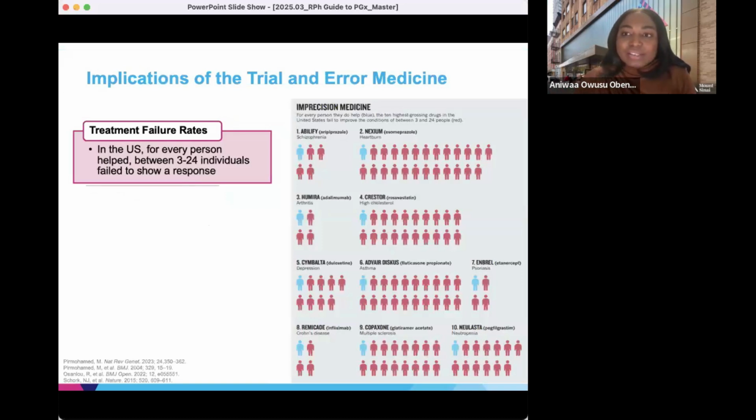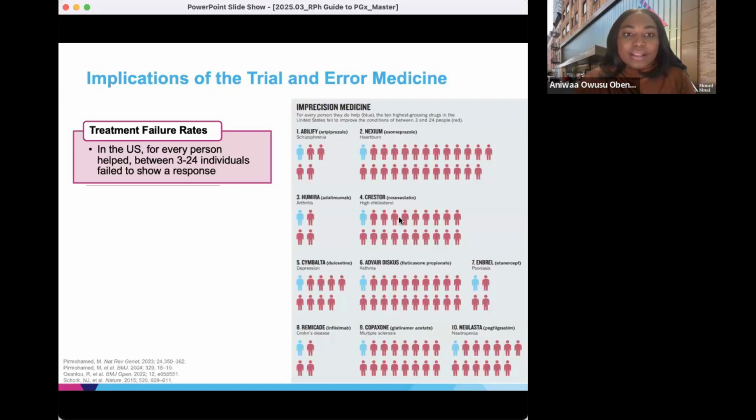These changes in the DNA are important because of how we are using medicine today. We have this system called trial and error, where every patient that comes into the healthcare system, once they are diagnosed with a certain condition, receives a certain therapy. That's what we consider first line therapy. Some people do well on it, some people don't. When it comes to treatment failure rates in the US, for every person helped, between 3 and 24 individuals fail to show a response.